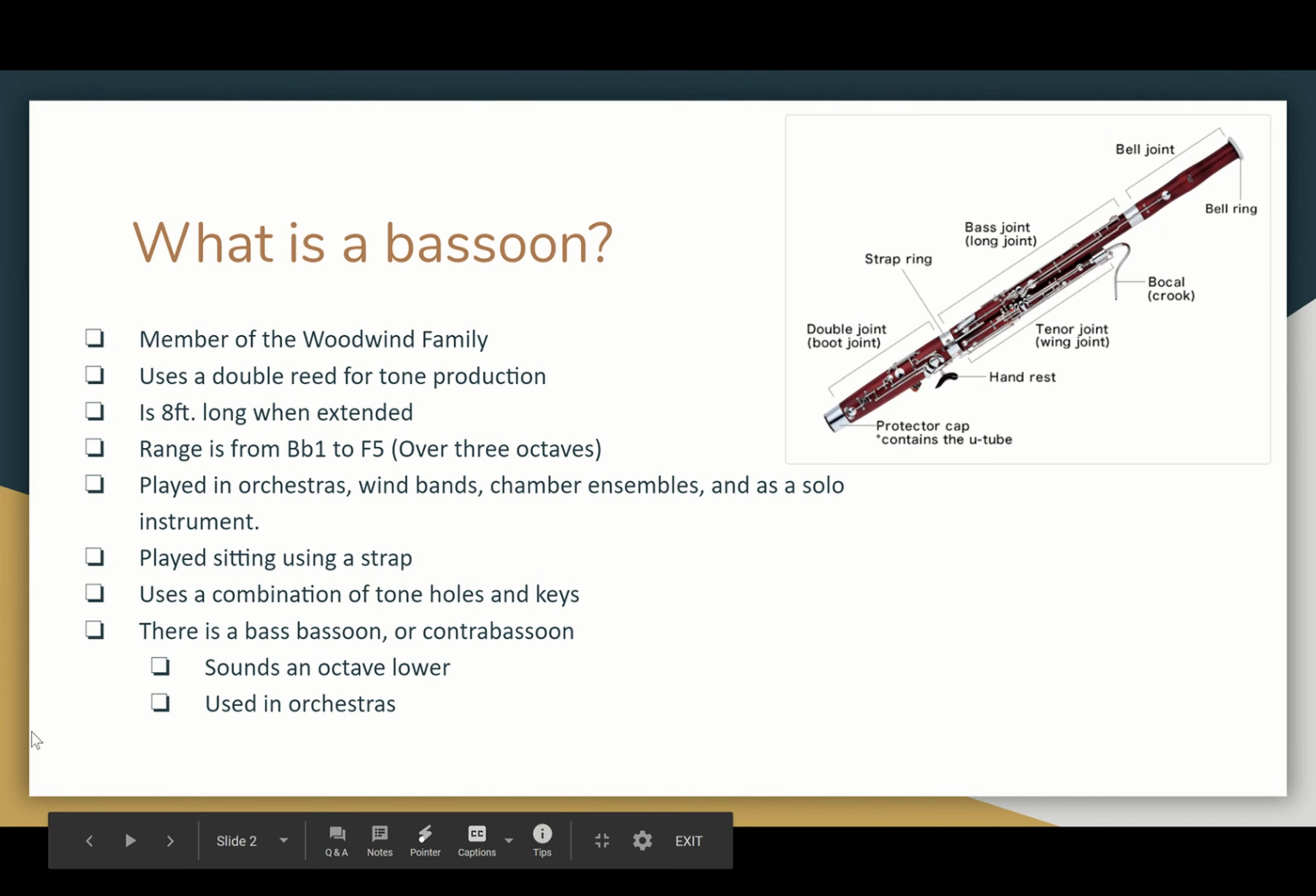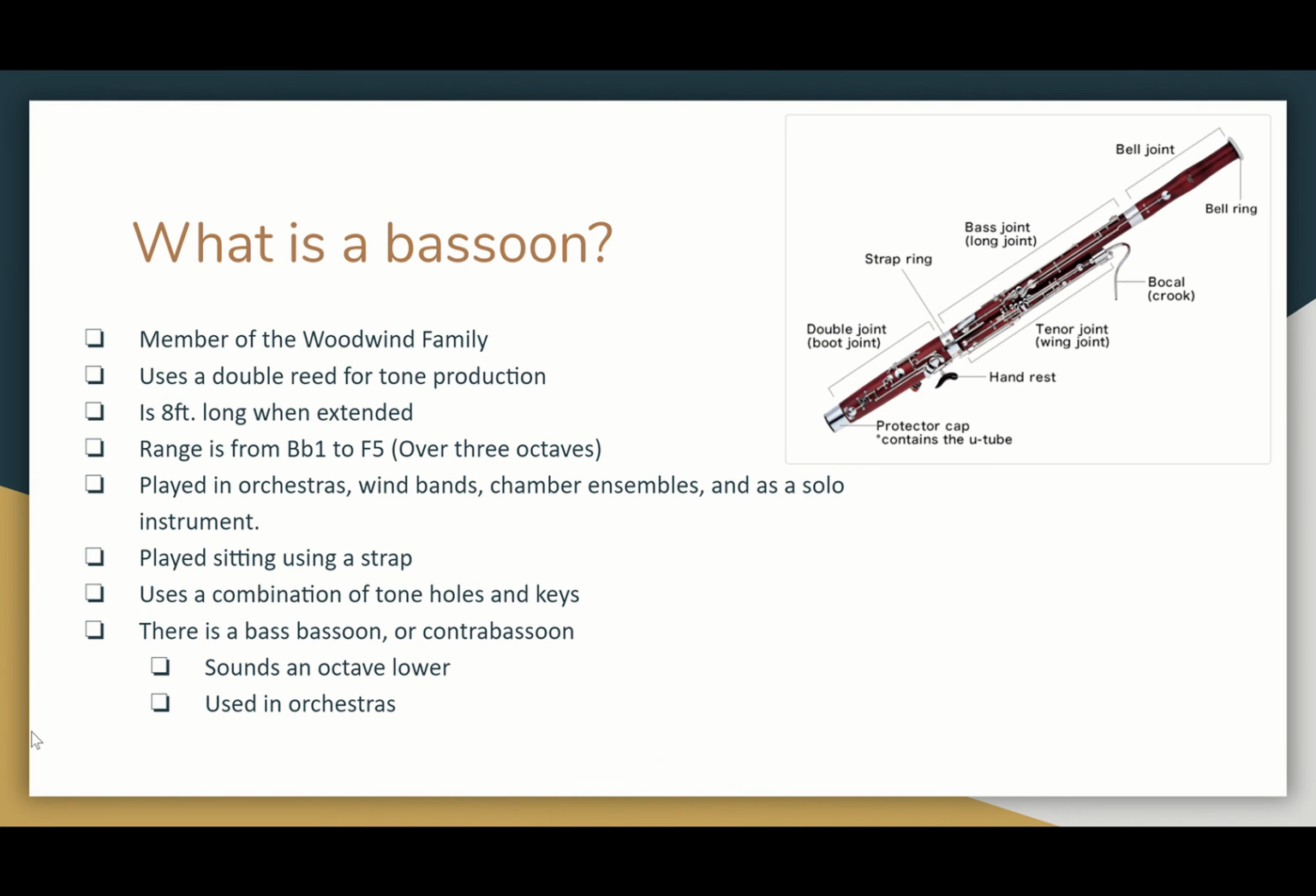So, what is a bassoon? The bassoon is a woodwind instrument that has been around in some shape or form since the early 14th century. It is technically considered a member of the oboe family because it does not use a mouthpiece and it produces sound by blowing through a double reed.